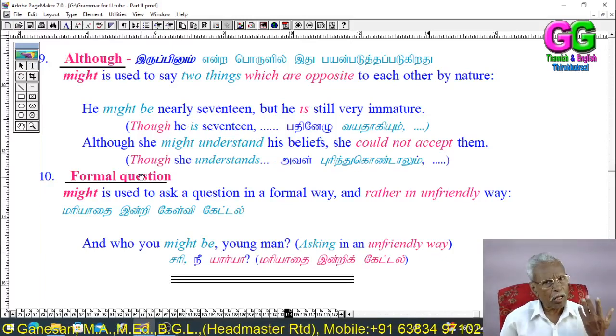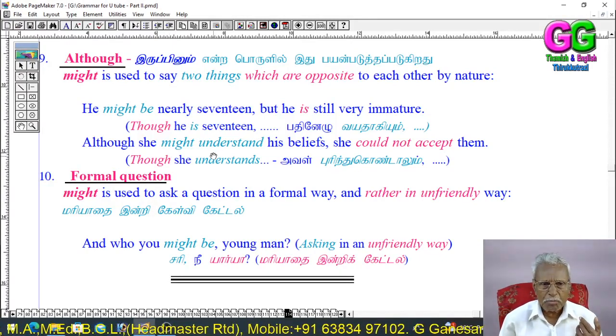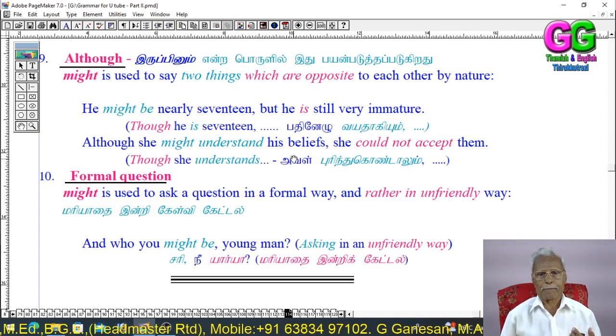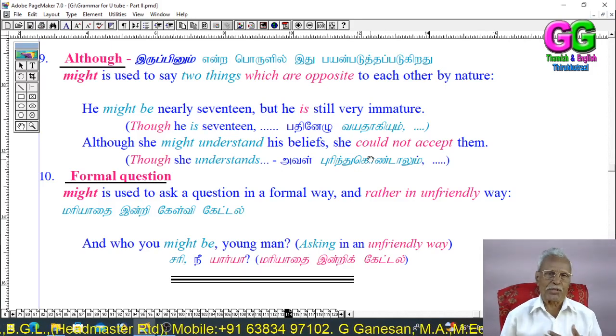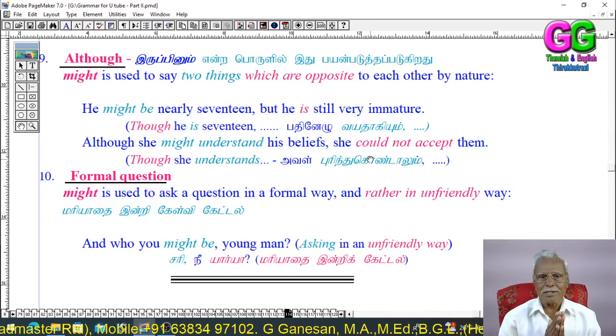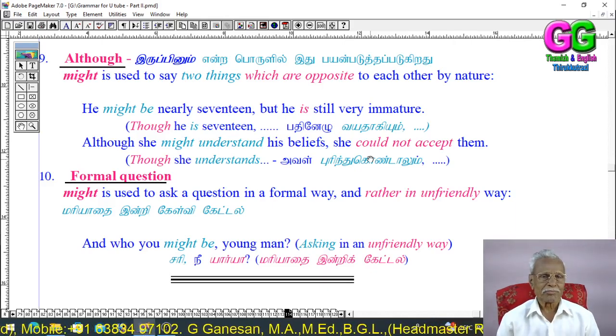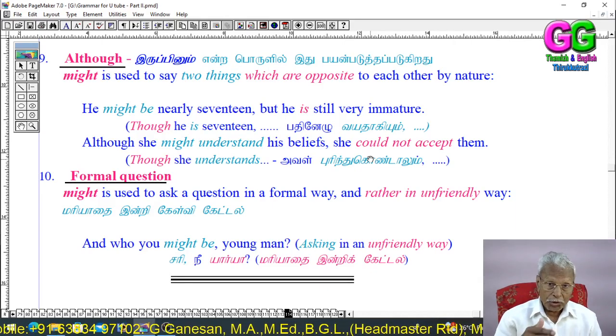Then, past tense. We can also use although. Although she might understand his beliefs, she could not accept them. That is, even though she understands his beliefs, she could not accept them.